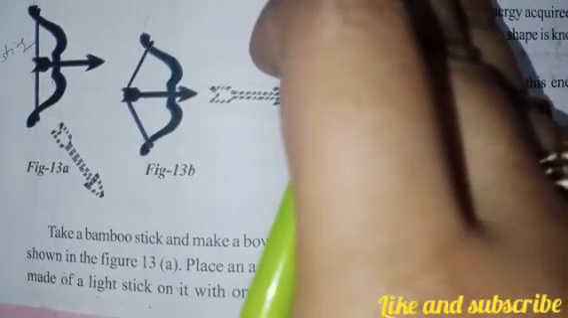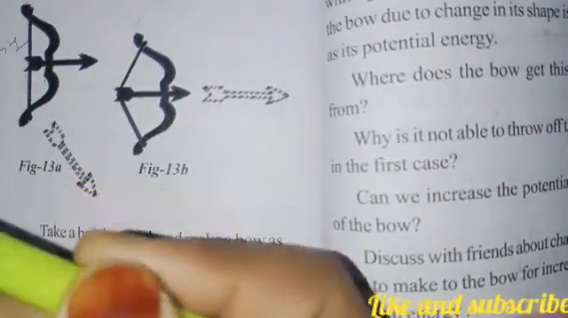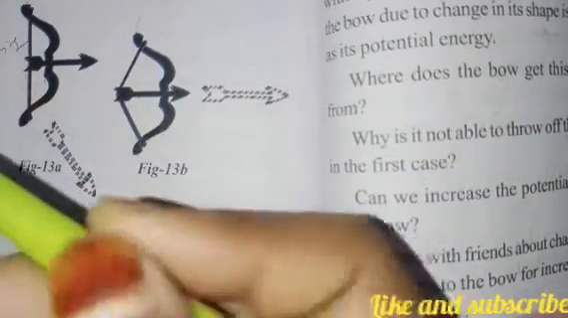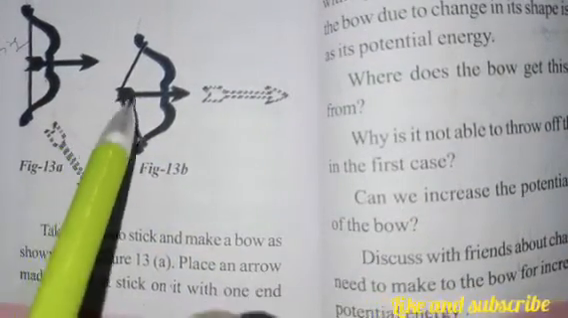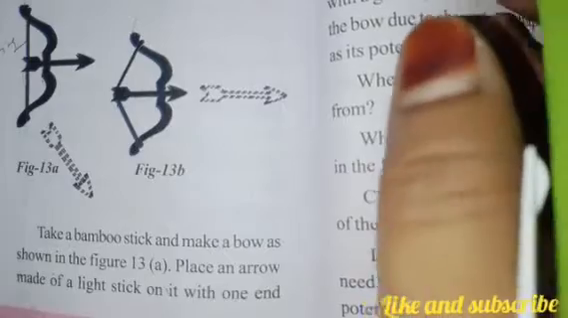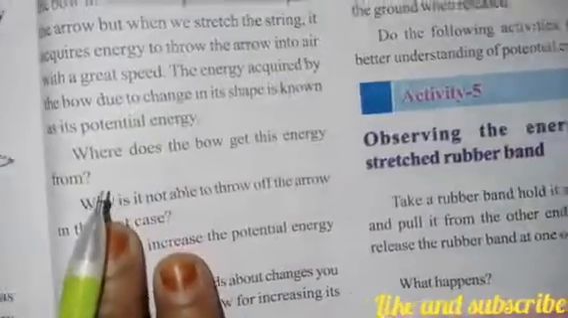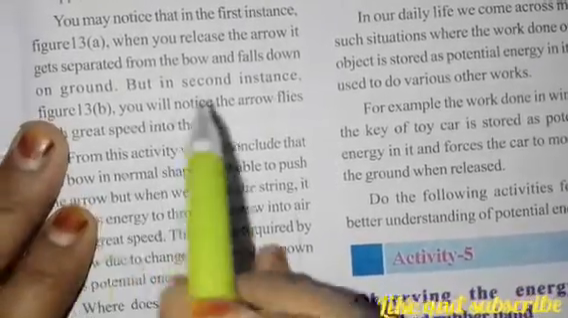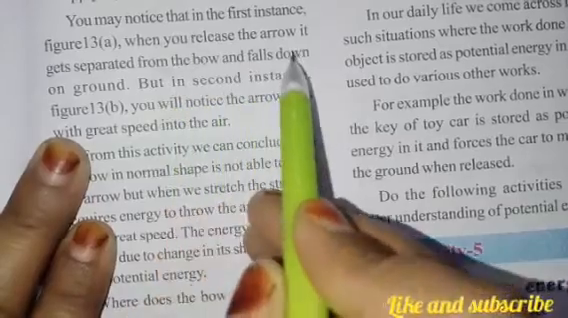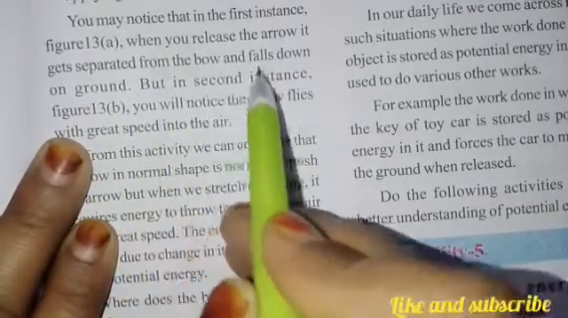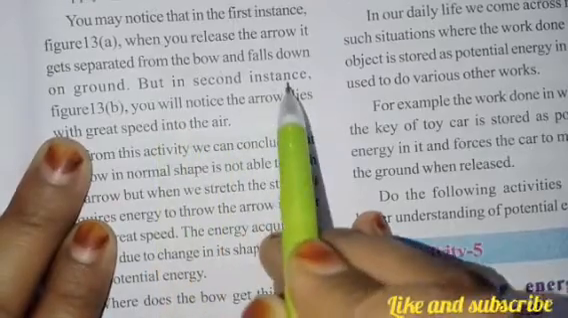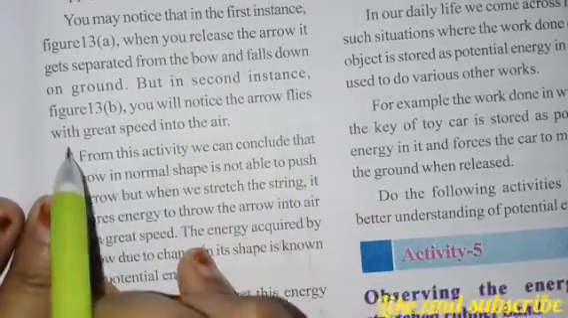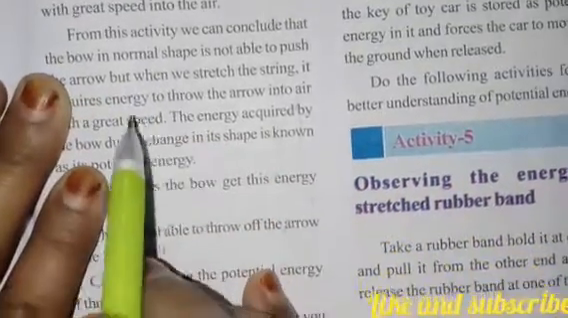Is there any change in the shape of the bow? When the string is stretched, you can see the change in the shape of your bow, but there is no change in the shape of your arrow. You may notice that in the first instance, when you release the arrow, it gets separated from the bow and falls down on the ground. But in the second instance, the arrow flies with great speed into the air, isn't it?